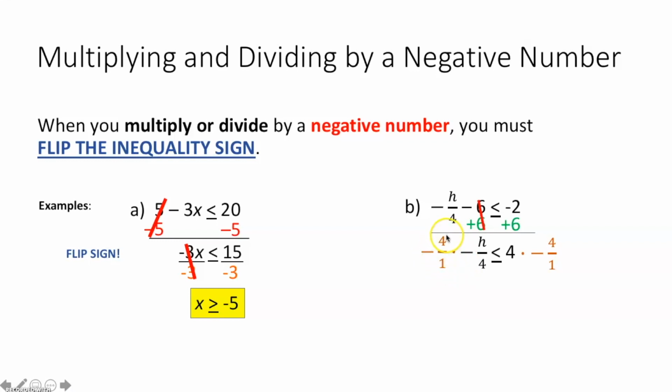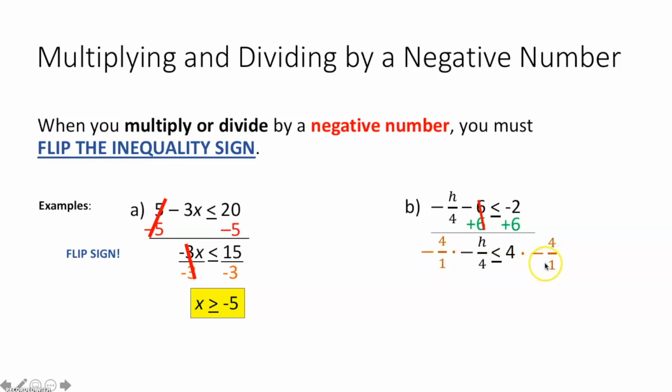Now, if you don't see that these are just going to cancel each other out, what you can do is just multiply straight across. What's 4 times h? 4h. And what's 1 times 4? 4. And since a negative times a negative makes a positive, you end up getting positive 4h over 4. Over here, this is the same thing as 4 times negative 4, which is going to be negative 16.